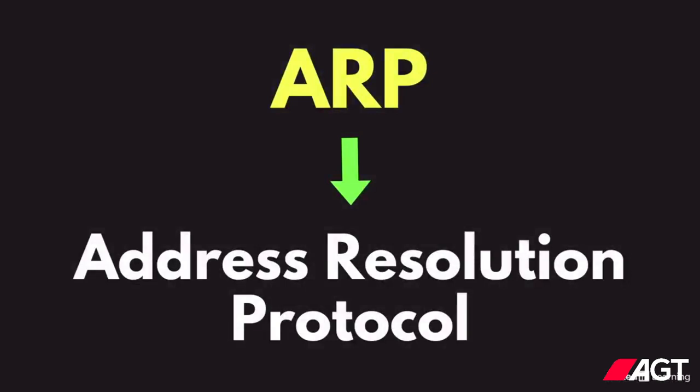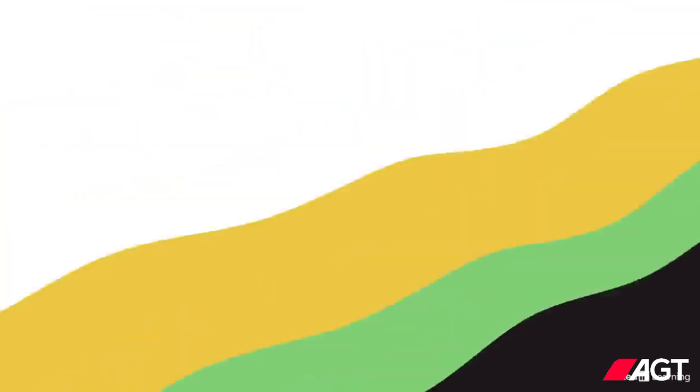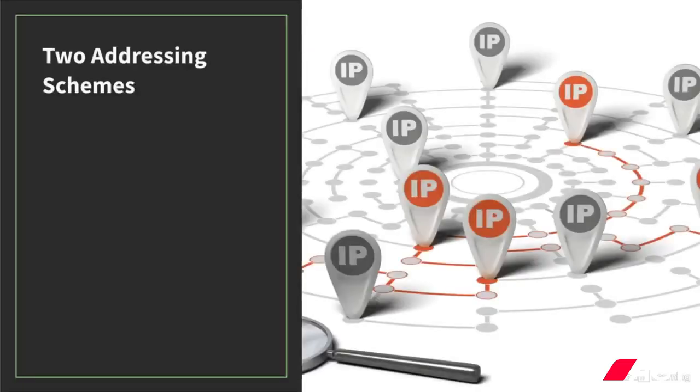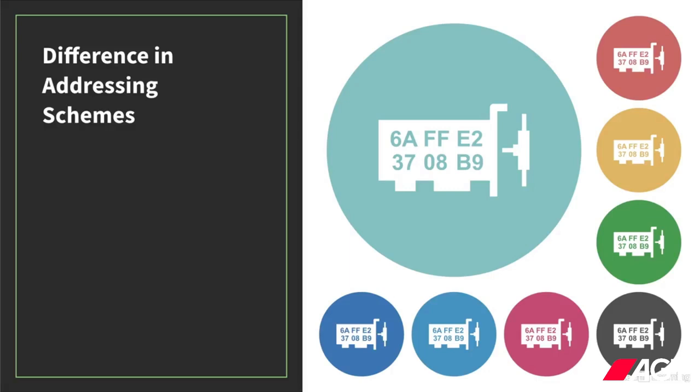ARP stands for Address Resolution Protocol. In the previous lessons, I talked about the use of two addressing schemes in computer networking. One was MAC for switches, and the other was IP for routers. Because of this difference between the addressing schemes, when a router forwards a message to a switch, the IP address needs to be converted to a corresponding MAC address.